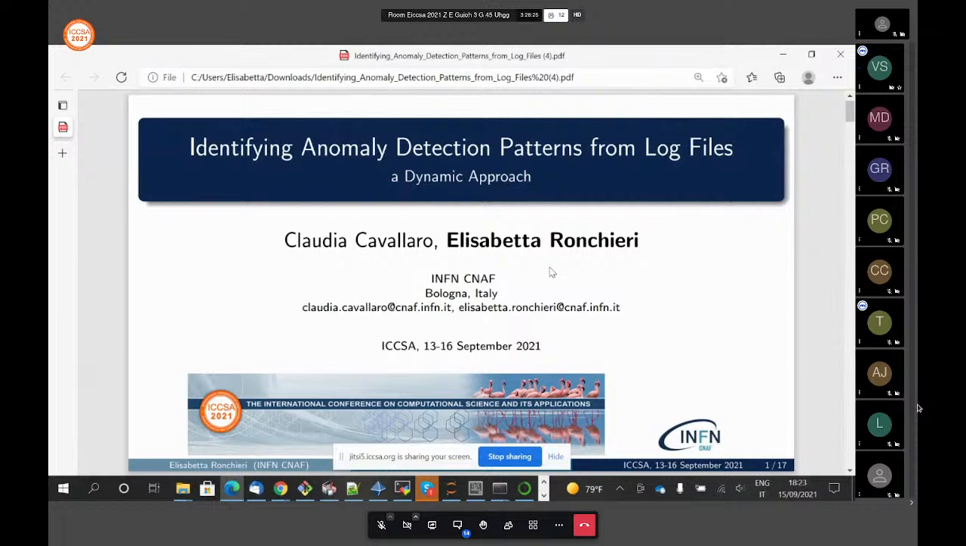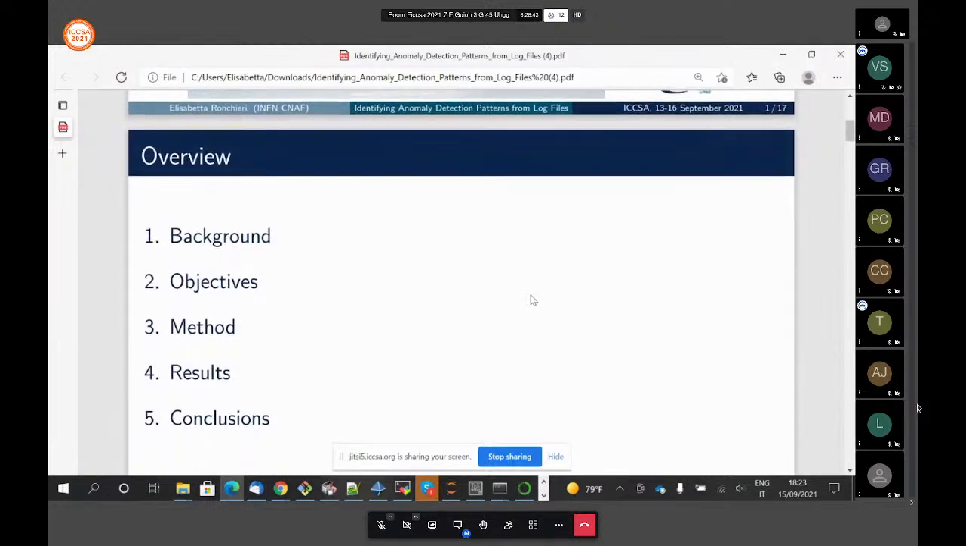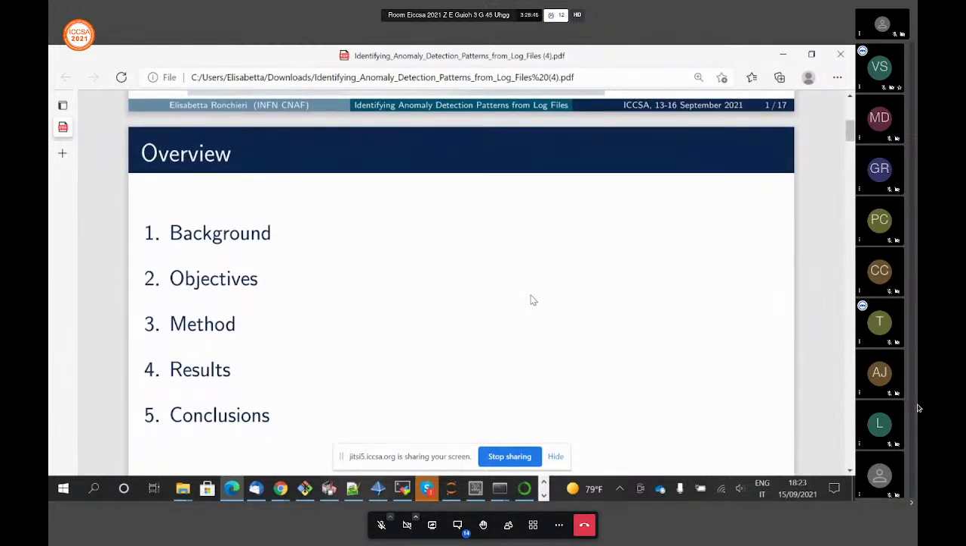Okay, thank you. So this afternoon, I'm going to talk about this topic: the work done to identify anomaly detection patterns from log files. During this presentation, I'm going to describe the background and the objectives of the work. I will describe the methodology we adopted to perform this study, showing the results for a very small subset of cases, and finally I will conclude.